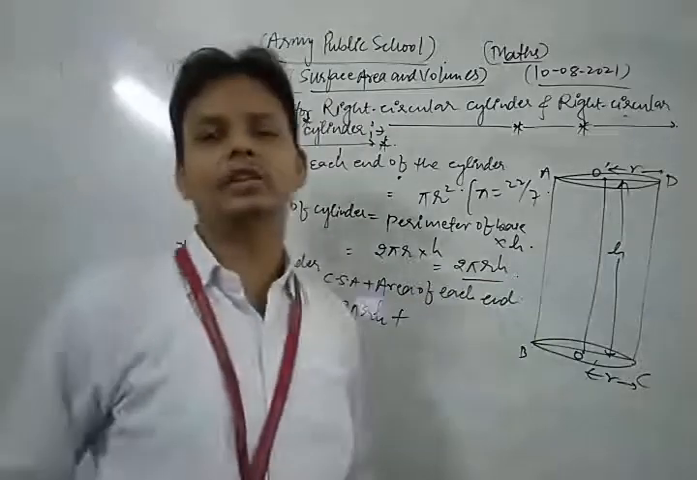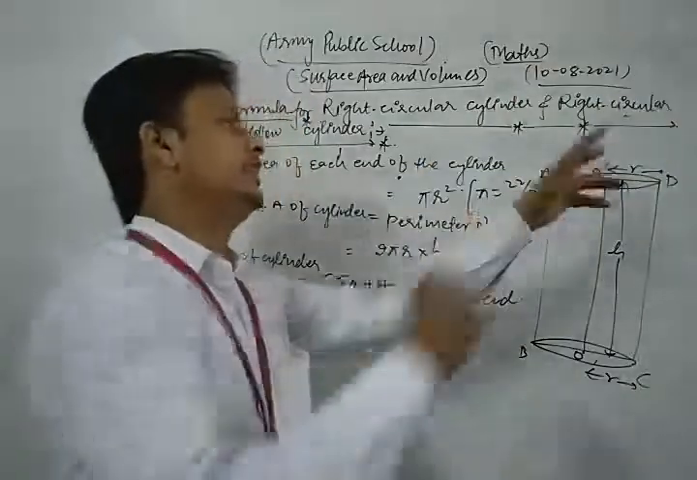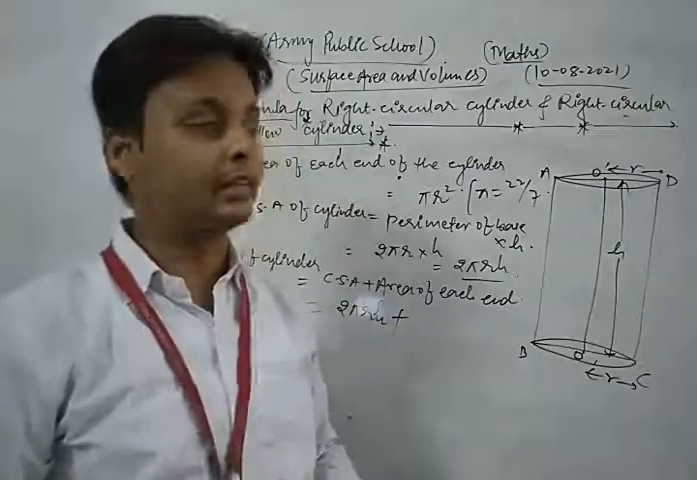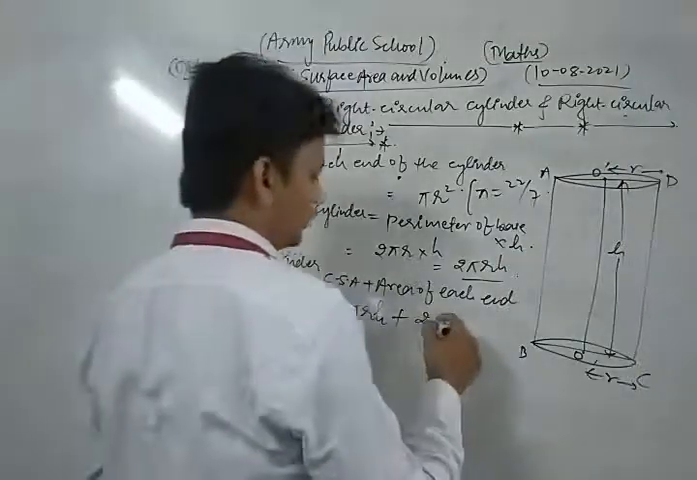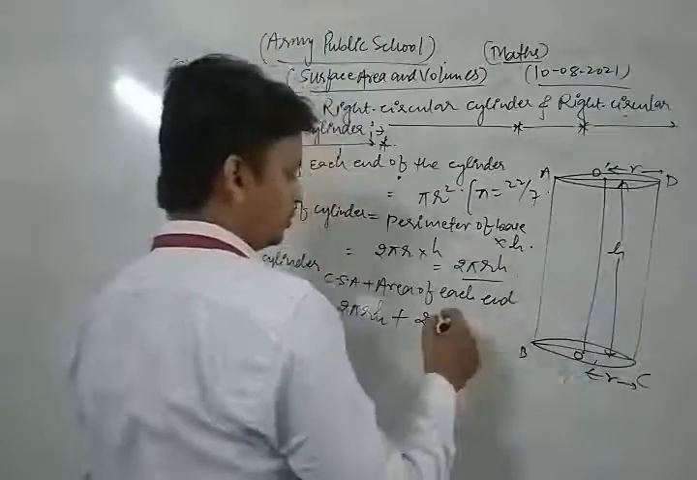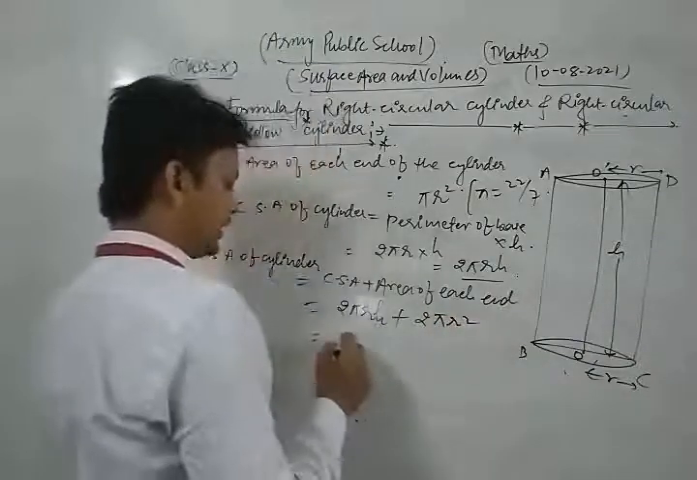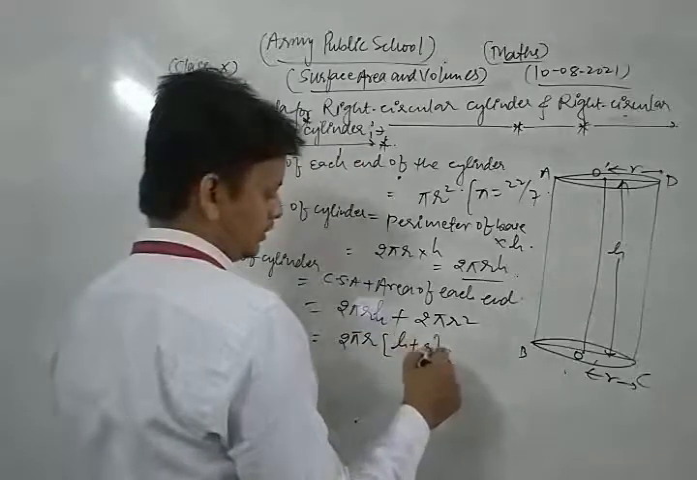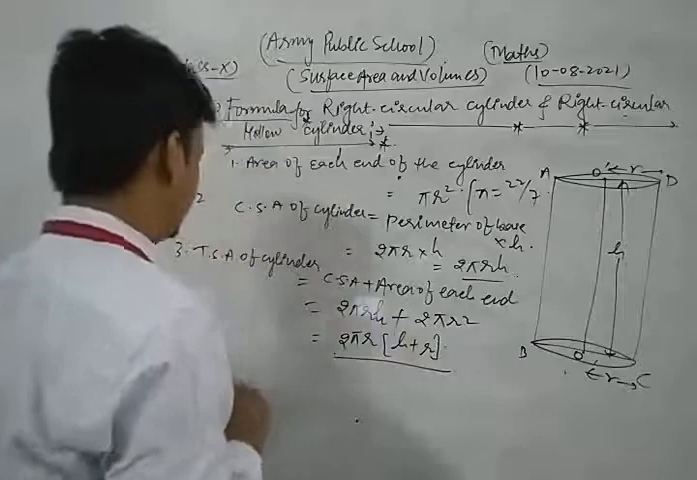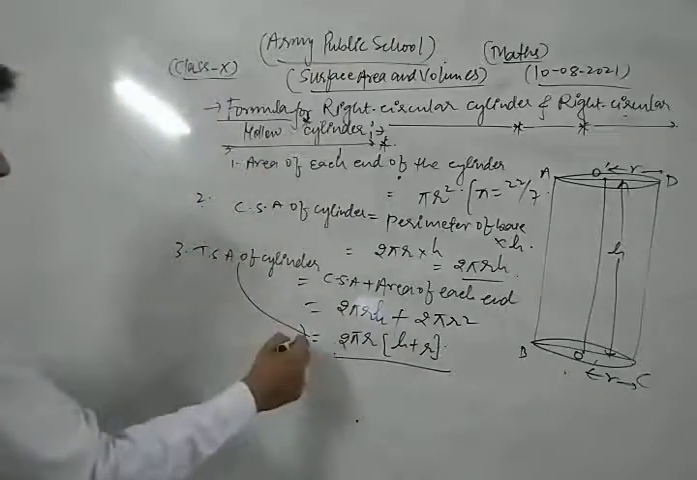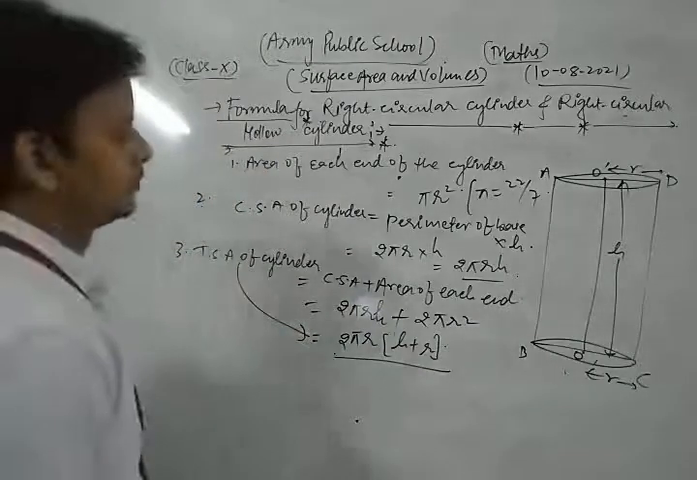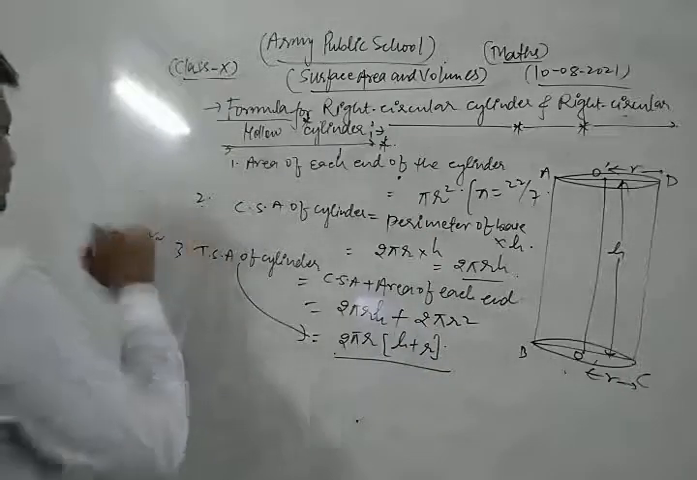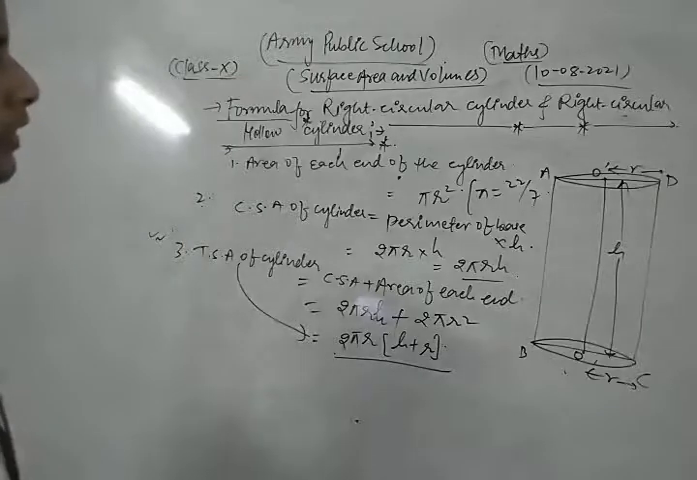You know that each end of the right circular cylinder is circular in region, and the area of a circle is pi r square. So for 2 ends, 2 pi r square. We take 2 pi r as common. So we have 2 pi r into (h plus r). This is the concept of total surface area of the cylinder. Okay, this is the concept of total surface area of the cylinder.